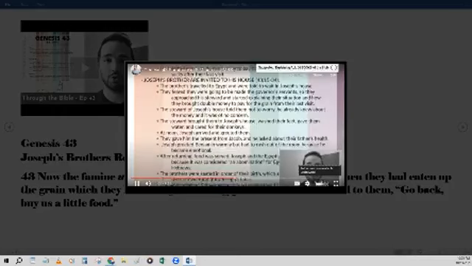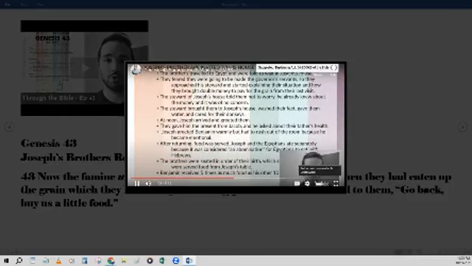So then section number 2, verses 15 through 34, Joseph's brothers are invited into his home. The brothers traveled down to Egypt.